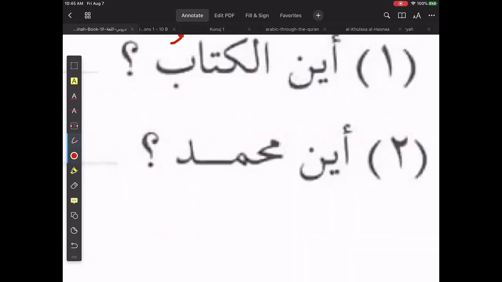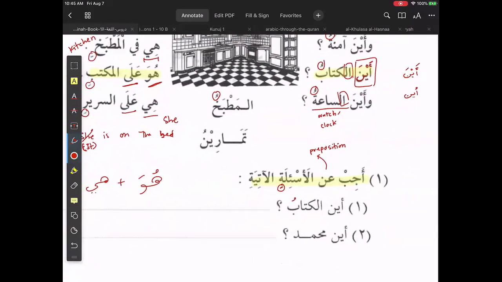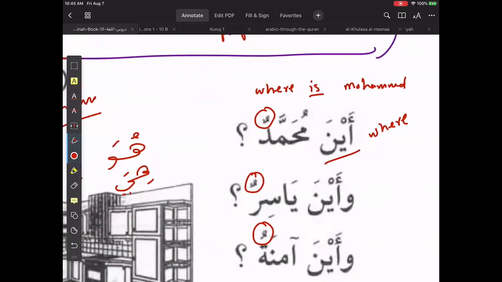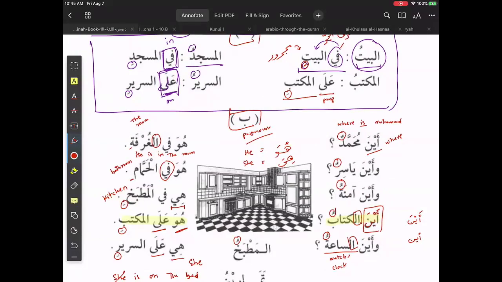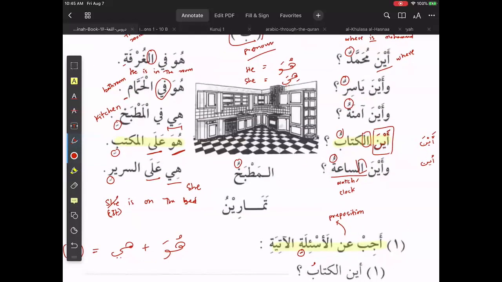And if you don't know how to read this one right now, I'm pretty sure it's going to be here. "Aina Muhammad", which is your first one. "Aina Muhammad." So where's Muhammad? How are you going to answer? "Huwa fil-ghurfa." Yes.